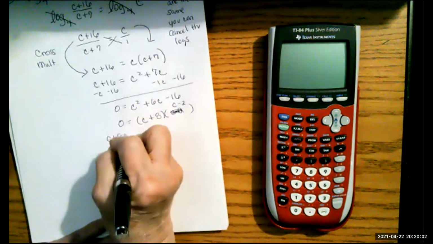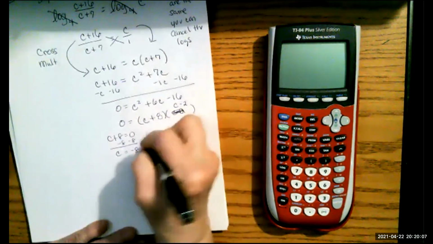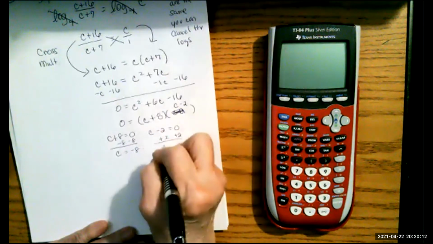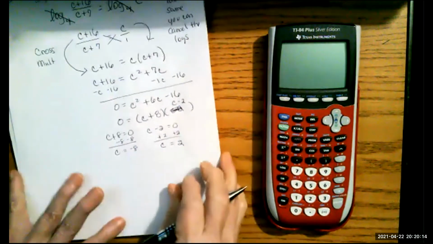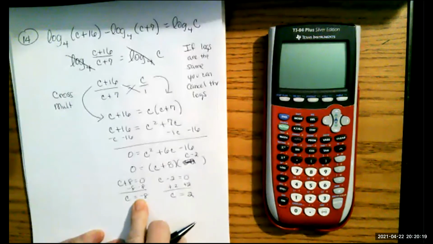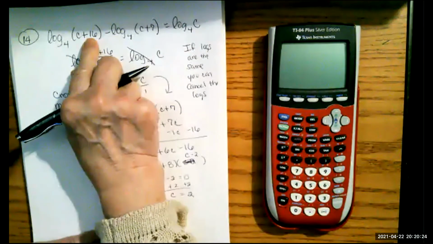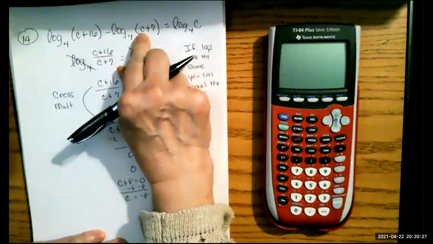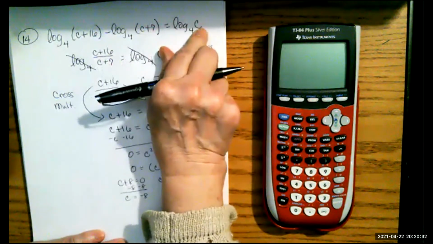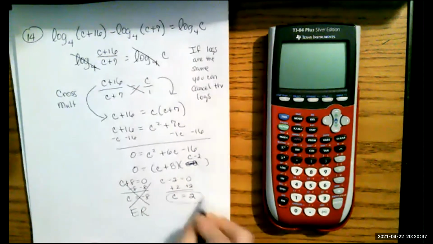So c plus 8 equal to 0 would give me c is negative 8, and I bet I can't use it. Plus 2 would give you c equals 2. So if I put a negative 8 in this one, I'd have a positive 8, so that's okay. But if I put a negative 8 here, I'd have a negative 1. That's going to make a negative log number. And if I put a negative here, I'd have a negative log number. So this one's an extraneous root, so my only answer is c equals 2.